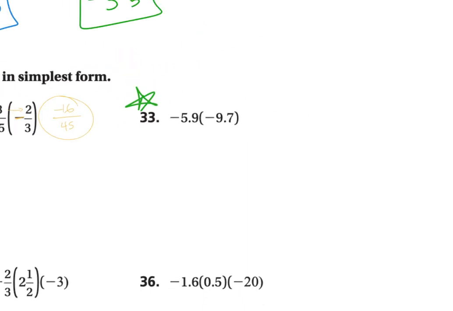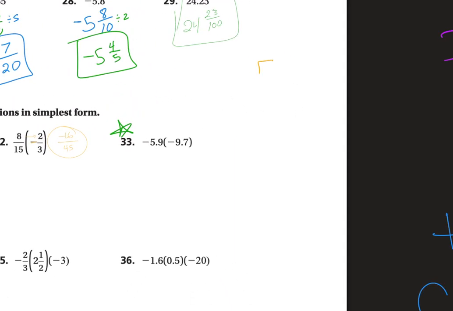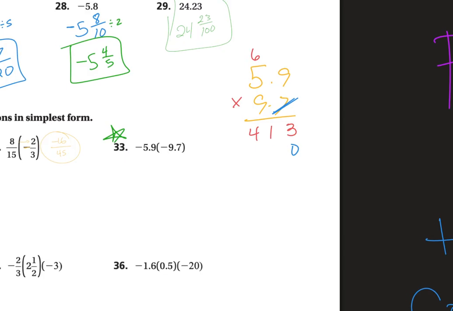Okay, now this one, what I would do is just go, oh, it's 5.9 times 9.7. And I would just multiply it back like I was in elementary school. 7 times 9 is 63. 7 times 5 is 35. 35 carry the 6 is 41. When you're done with this one, you put a 0 there because you are now multiplying technically by the tens place. 9 times 9 is 81. 9 times 5 is 45.